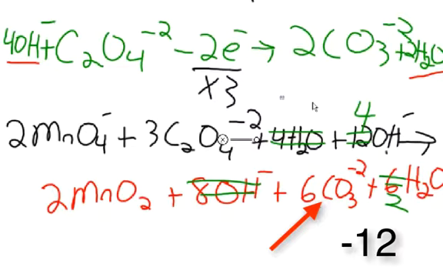So -12 on the left, -12 on the right. The charges balance out. This equation is balanced, both for elements and for charge.